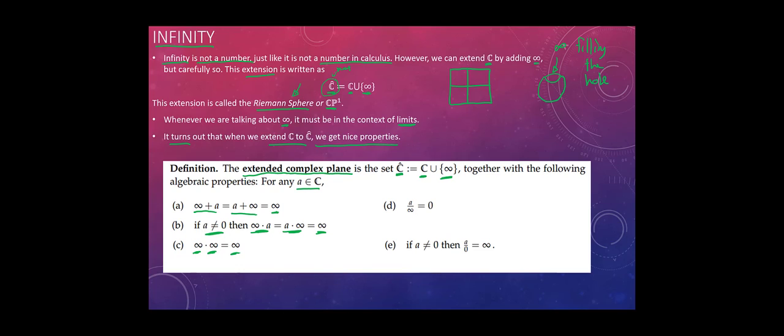Now we get some really cool stuff. Part D here probably is not too unexpected: if you take any complex number and divide it by infinity, you get 0. If you take some number and divide it by something really, really big, you get 0. It's the same idea there. Now here's the mind-melting part. If A is not 0, then if you take A and divide it by 0, you actually get infinity. So we can divide by 0 in C hat.